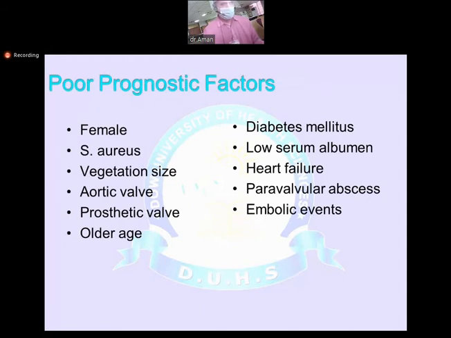So the poor prognostic factors are female sex, Staph aureus, vegetation size, aortic valve, prosthetic valve, and older age. And if the patient has diabetes, low serum albumin, heart failure, paravalvular abscess, and embolic events. These are all poor prognostic factors.